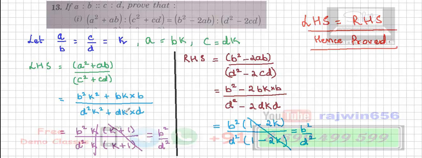I'll quickly brush up what we have done. A upon B is taken as K, C upon D is also taken as K. So A upon B is K, I take this B here, so A is BK, same way C is DK. Then I substitute at all places A as BK and C as DK, and I get both the sides equal. Just take down this sum. The other remaining two sums, second part and third part, are there for homework.